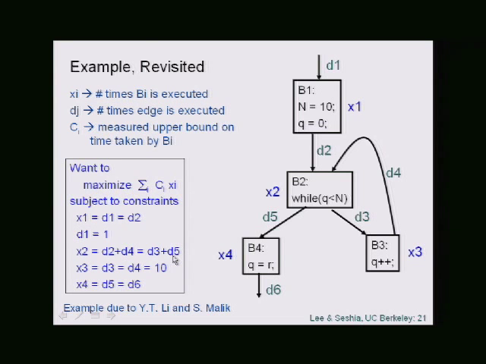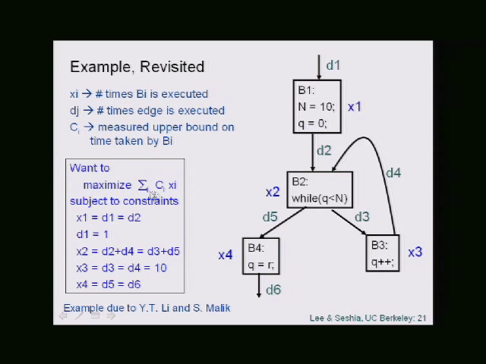So this is the set of constraints you will write down, and let Ci be the upper bound on basic block Bi. Then what you want to do is maximize the sum over all i of Ci times Xi. So this is the number of times you execute basic block i times an upper bound on how long it takes each time you execute it. So the Ci times Xi is going to become the upper bound on the total time you spend running basic block i. You sum that for all basic blocks, and that gives you the total execution time.